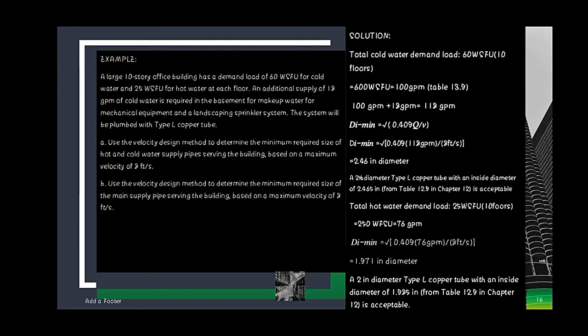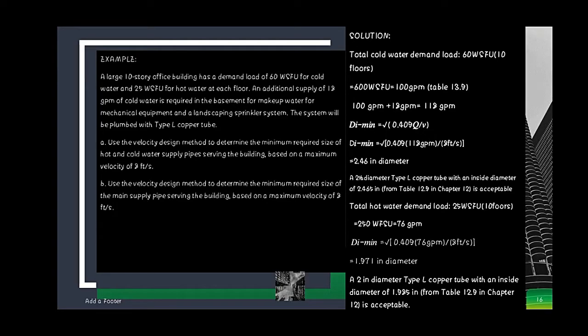And then, sabi dun sa last steps, select a pipe size for the appropriate pipe material with an inside diameter equal or greater than the minimum required diameter. So using the table 12.9 from chapter 12, a 2.5 diameter type L copper tube with an inside diameter of 2.465 inch is acceptable. So, ayun yung sa cold water.